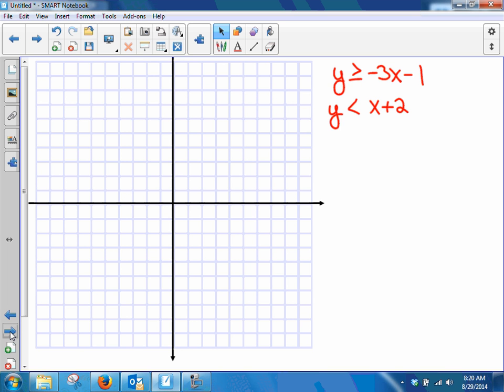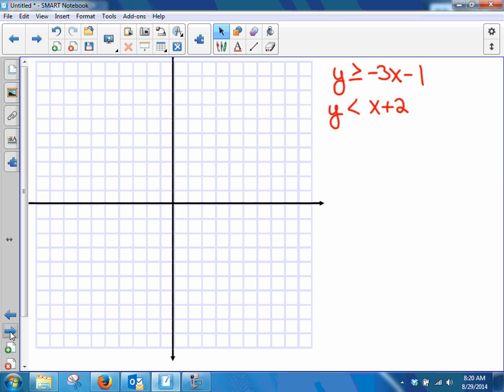So let's just jump right to it. All right. Here we have y is greater than or equal to negative 3x minus 1, and y is less than x plus 2. All right, so what do I need to do here? What am I going to do with these? Logan? Okay, you're just going to graph them like normal.